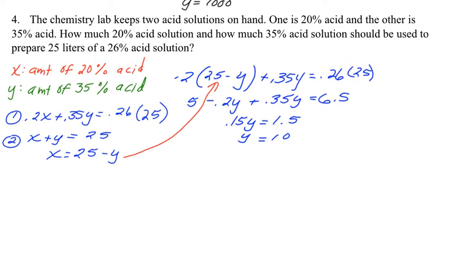Not sure where I put that one. Not seeing it on here. So we'll go ahead and write that one in. How much solution, what percent of each solution did we have? And I'll go ahead and write x equals 25 minus 10. So x equals 15 liters.